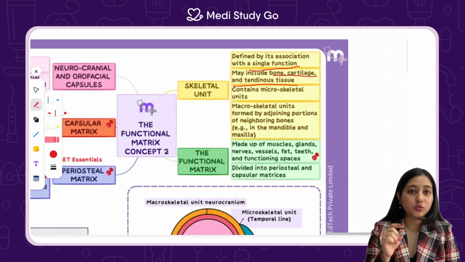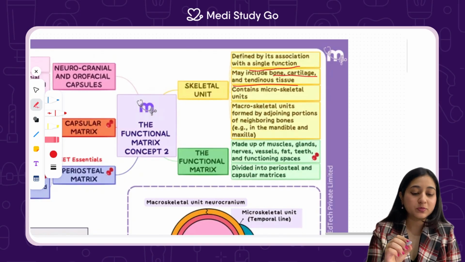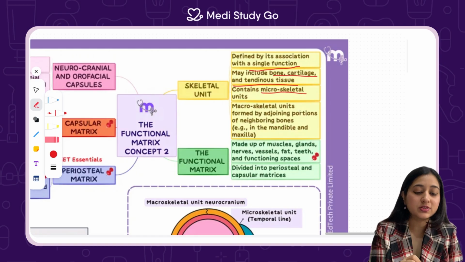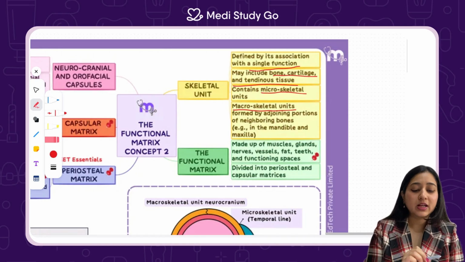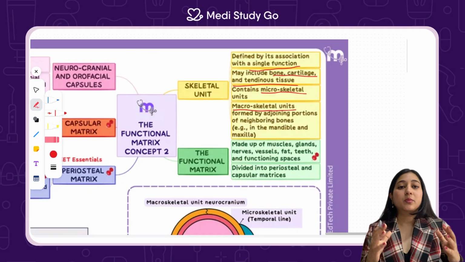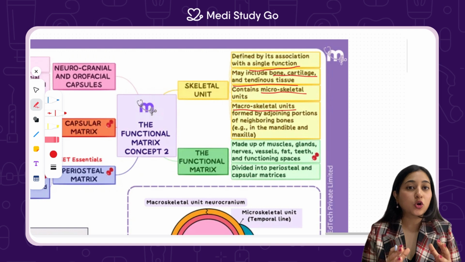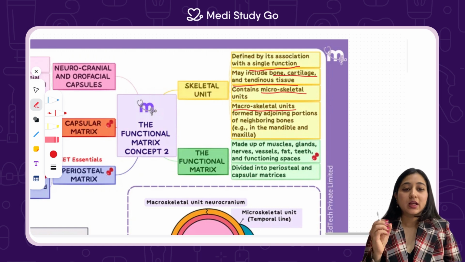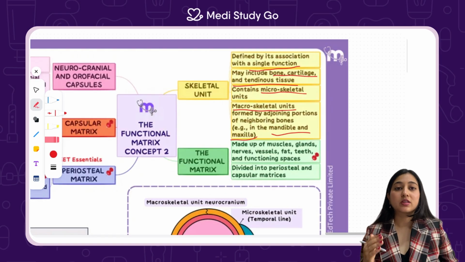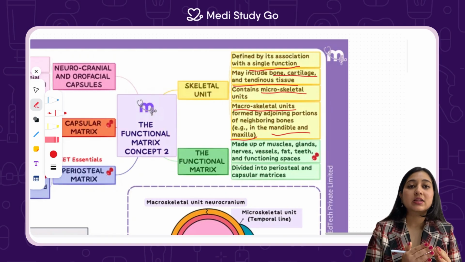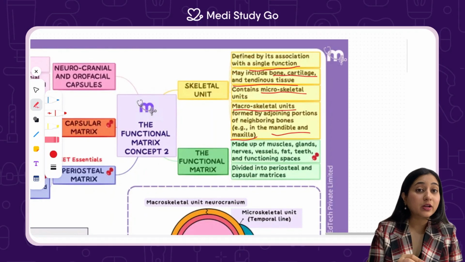Now the skeletal unit itself can be divided into two different types. You have the microskeletal units and the macroskeletal units. Macroskeletal units are nothing but big bones that are part of that functional cranial component. So for example, there is the mandible and maxilla, which are skeletal units. The mandible is one skeletal unit and the same with the maxilla, which is one skeletal unit. So these are the macroskeletal units.